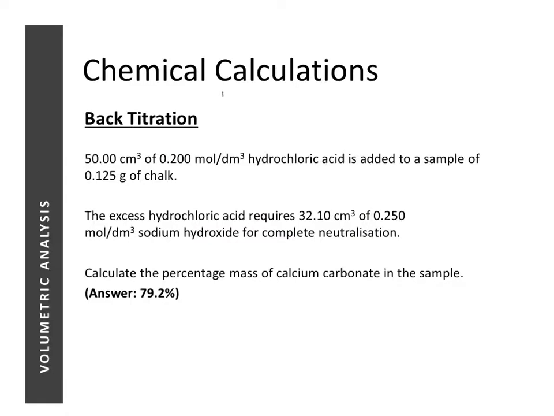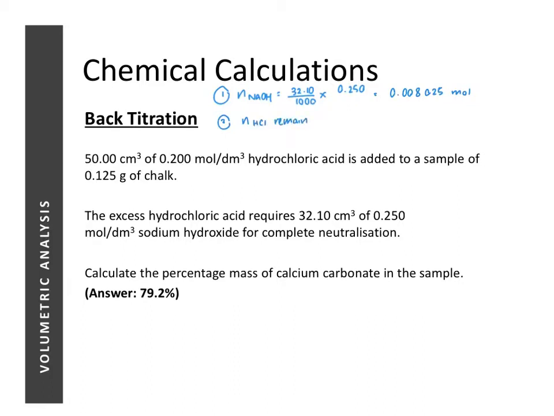Now, step number 1, we need to work backwards. So we need to find the number of moles of sodium hydroxide. Are we able to do so? Yes, because we are given the volume and we are given the concentration as well. Okay, next, after finding the number of moles of sodium hydroxide, that will allow us to find the number of moles of HCl that was remaining.